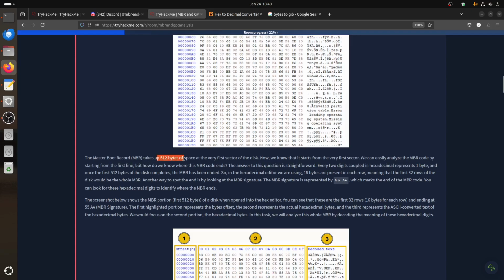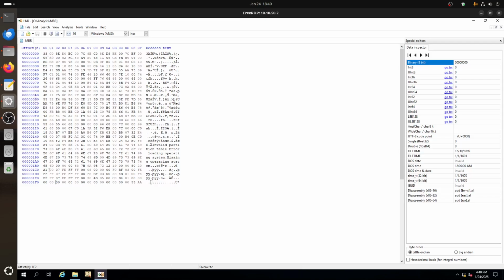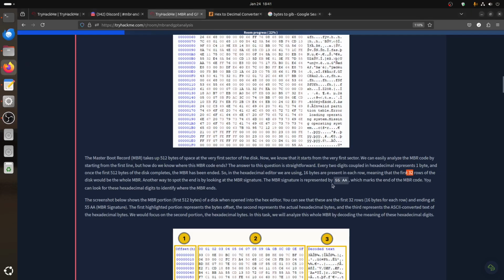The MBR takes 512 bytes of space, so 32 rows by 16. This is 16, and we have 32 rows. If you count them, there are 32 of them. And then the interesting part, you must look at the end. The end is always 55 AA, so that's what we know it's an MBR. That's why we call it a magic number, the MBR signature represented by 55 AA. When you see it, you know it's an MBR.